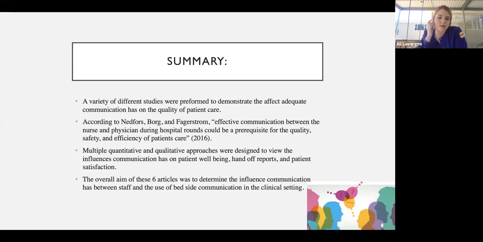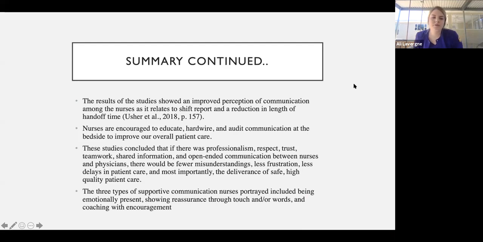Multiple quantitative and qualitative approaches were designed to view the influences communication has on a patient's well-being, handoff reports, and patient satisfaction. The overall aim of all six of these articles was to determine the influence communication has between staff and the use of bedside communication during the clinical setting. The results of these studies showed an improved perception of communication amongst the nurses as it relates to shift report and a reduction in length of handoff times. Nurses are encouraged to educate, hardwire, and audit communication at the bedside to improve overall patient care.